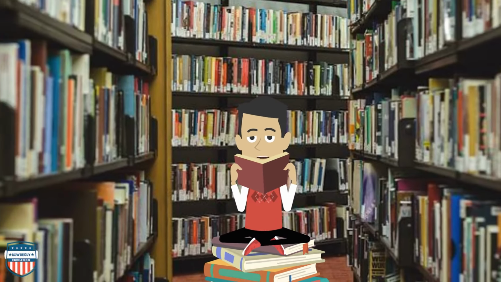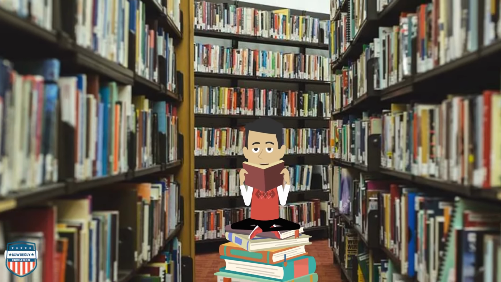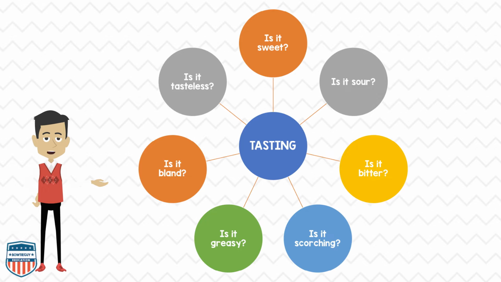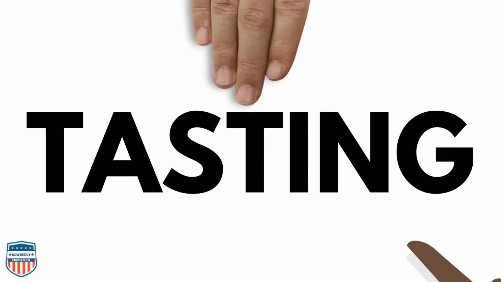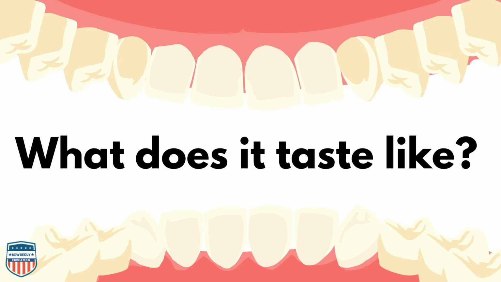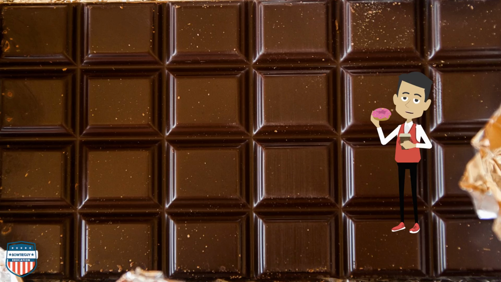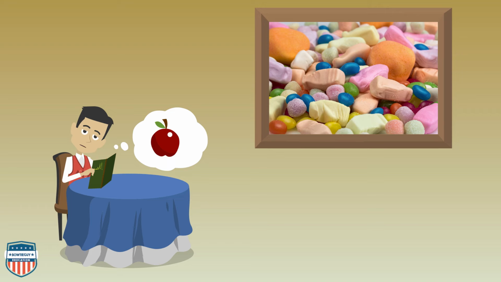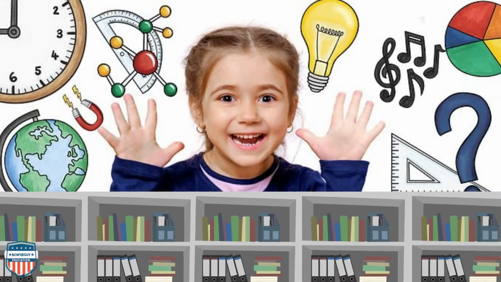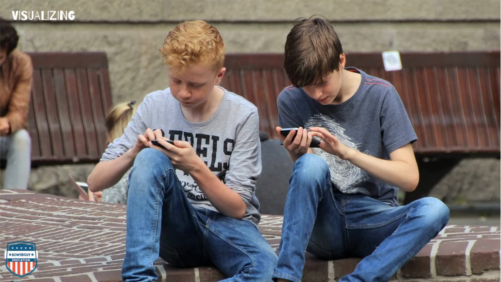Think back to our Candyman story. Oh, think of all the sweets that they tried in that story. Well, were some of them sweet, sour, tasteless, bland, greasy, scorching, bitter? Thinking about taste helps you develop that movie in your mind. It helps you with your visualization. It helps you comprehend. It helps you better understand the text in which you are reading.